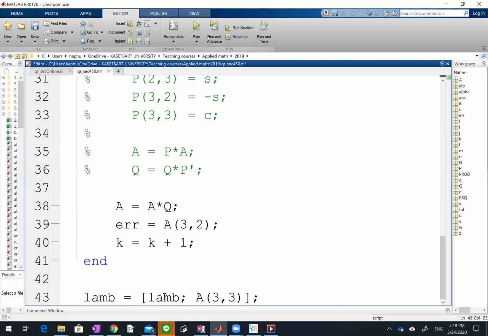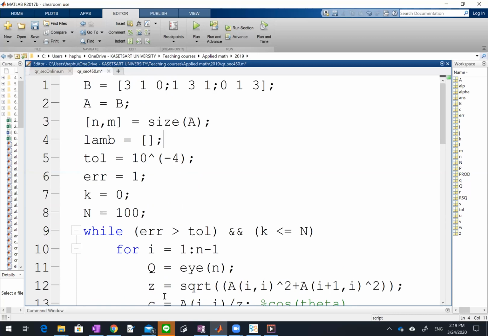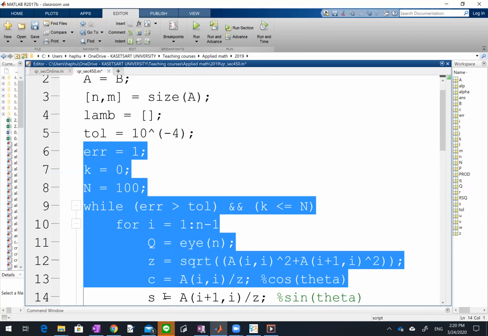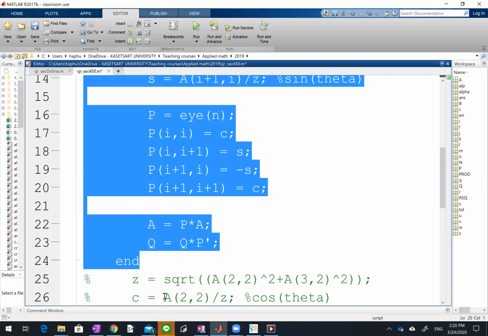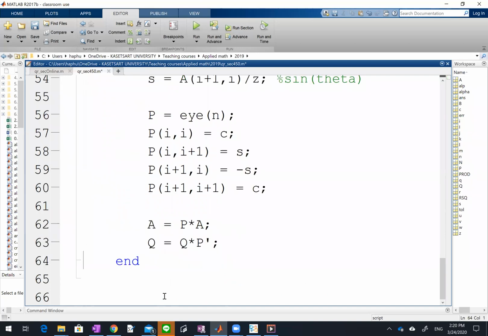And once you have this, then you can say that your new A is just going to be A from 1 to 2, and then A from 1 to 2. Okay. And once you have your new A, then again, you have to rerun this code. To rerun the code, I think you need to copy from here up until here, copy, and then paste it. Let me see if I have to fix anything.